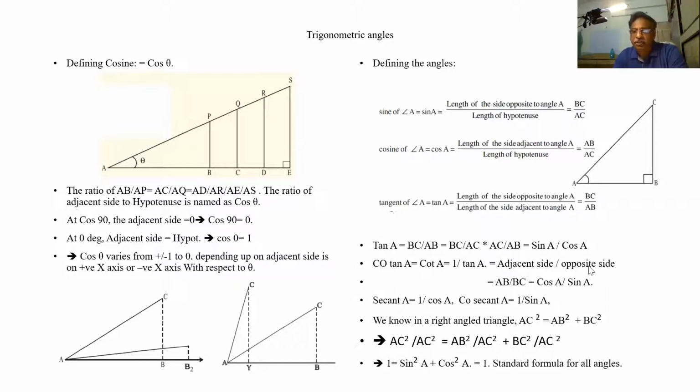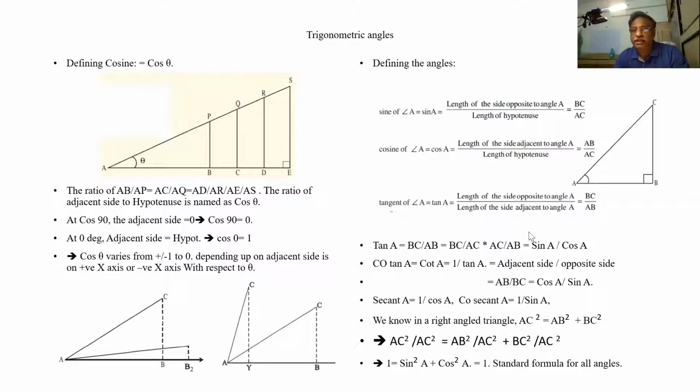Adjacent side by opposite side is defined as cotan A. Tan A is opposite side by adjacent side, which is sin A by cos A. But cotan A, co means it is like a reverse. Cotan A, we simply term as cot A. We remove this AN, so it becomes cot A. So cot A is nothing but 1 by tan A.